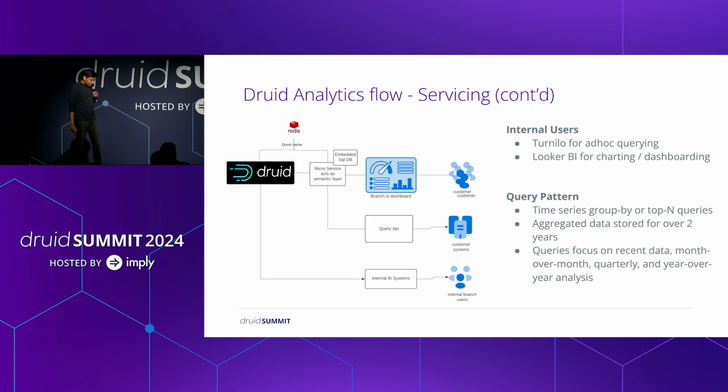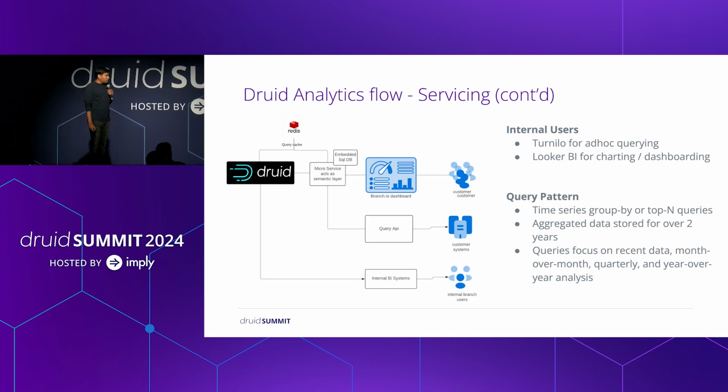Finally, let's see how the internal users query the data. We use two tools. One is Turnilo. It's just a pivoting tool. The user can slice and dice very quickly and debug the data in Druid. And if they want charting or dashboarding, we use Looker. Looker connects to Druid using the JDBC layer.